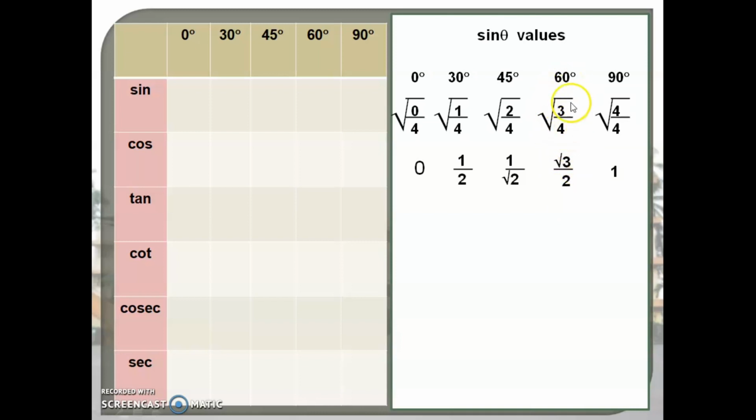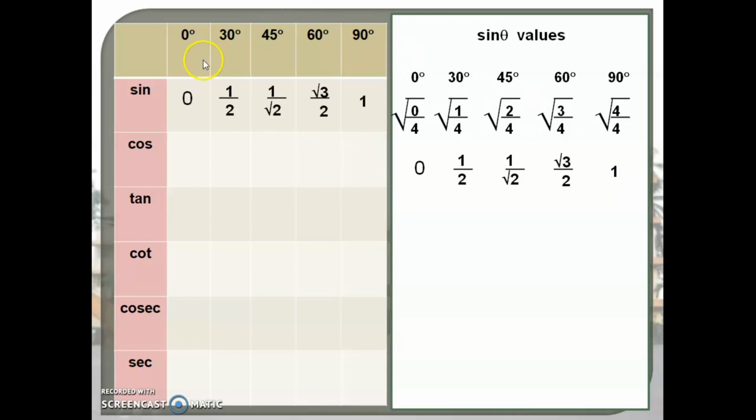So the square root of this number is root 3 upon 2. For 90 degree we get 4 upon 4, that is equal to 1, and the square root of 1 is equal to 1. Thus we get all the sine values for 0 degree, 30 degree, 45 degree, 60 degree and 90 degree. Now the same values we will put in the table.